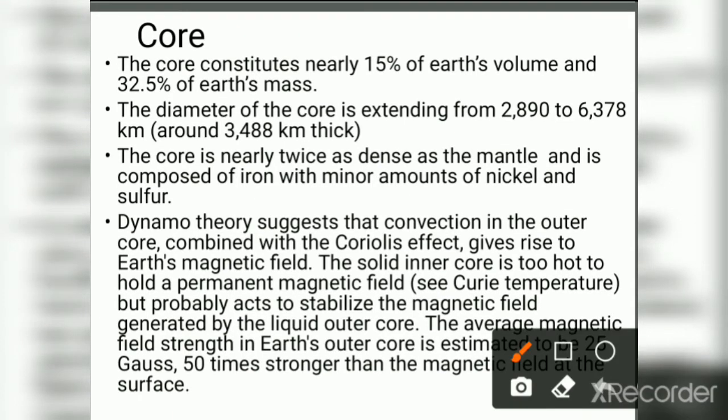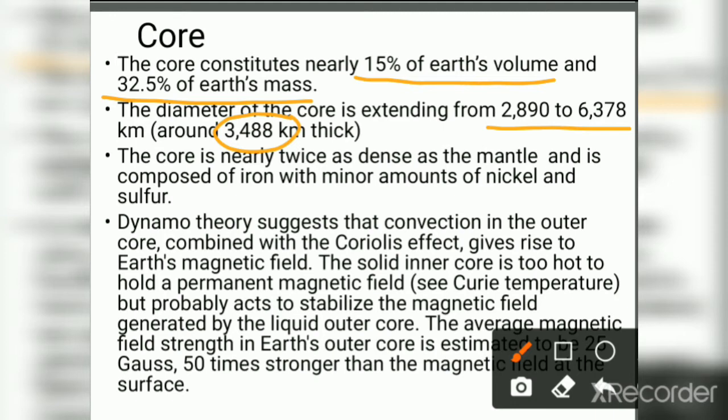The innermost layer is the core. The core constitutes nearly 15% of Earth's volume. The Earth's crust covers only 1% of Earth's volume and the mantle covers 84%, but the core covers 15% of Earth's volume and 32.5% of Earth's mass. The core extends from 2890 to 6378 kilometers, a thickness of 3488 kilometers.